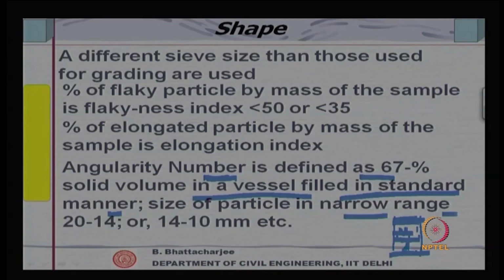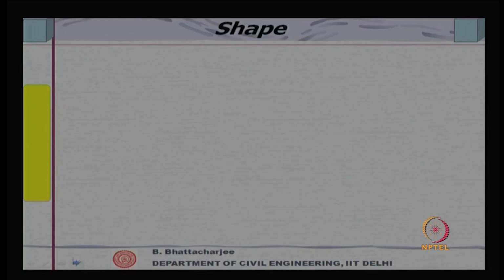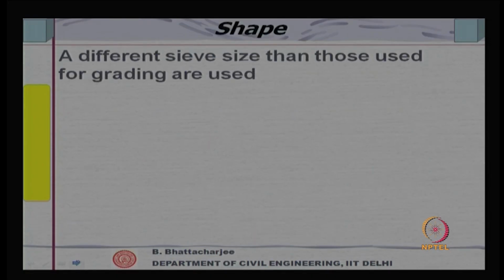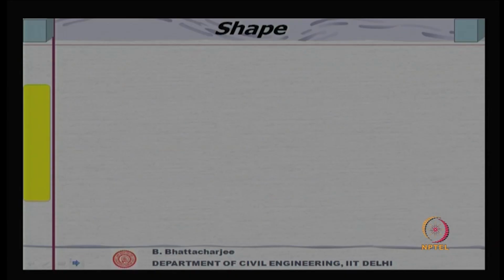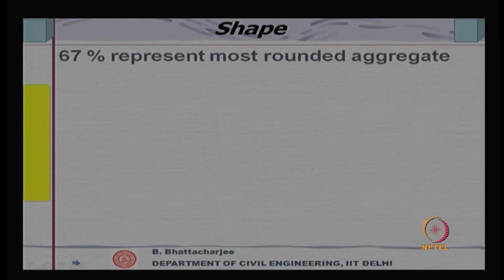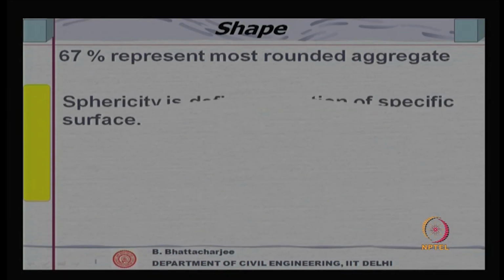The size is generally in the narrow range of 20 to 14 mm or 14 to 10 mm etcetera, depending upon the code and purpose. So, various codes use this angularity. The ACI recommendation, for example, uses this angularity number. This is what the idea is. 67% represents the most rounded aggregate, and that is why 67% was used.